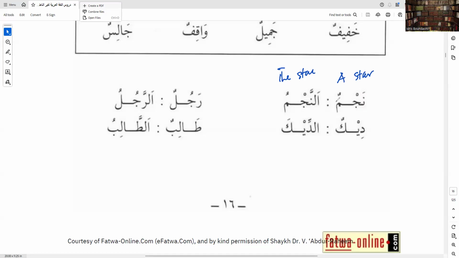So najmun, a star, and an-najmu. Rajulun, a man. Ar-rajulu, the man. So you can see the L here. But because the Ra is a sun letter, we have to make the lam silent.